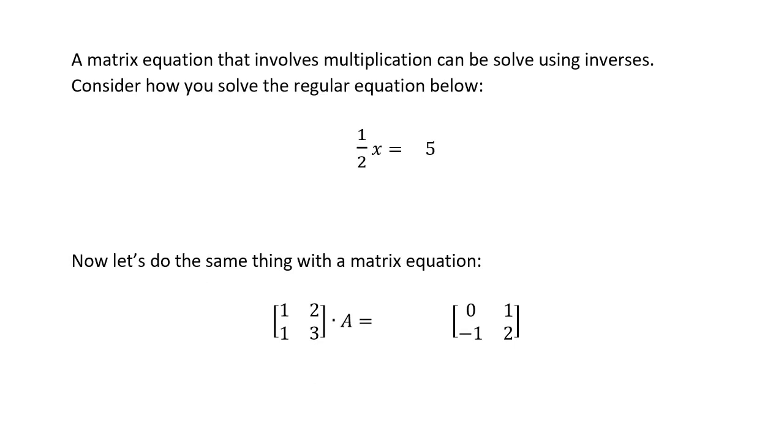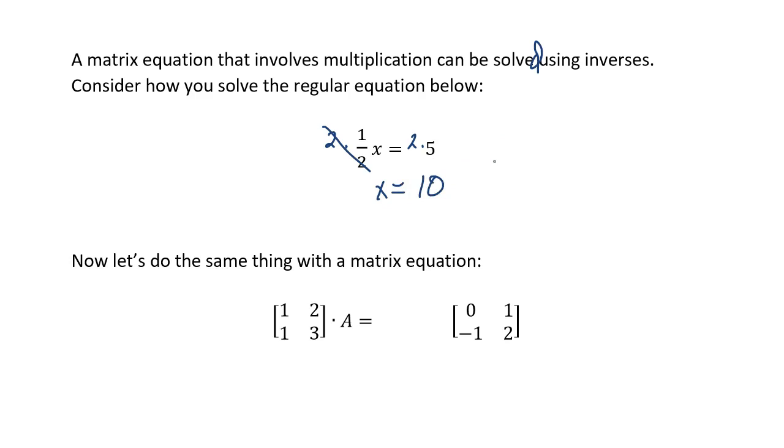A matrix equation that involves multiplication can be solved using inverses. First, consider how you would solve this regular equation. To get rid of the coefficient of the x, we would multiply by the inverse of 1/2, which is 2, right? So we would go times 2 on the left and times 2 on the right. Those cancel out, just leaving a 1, and we get x equals 10.